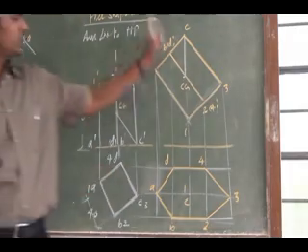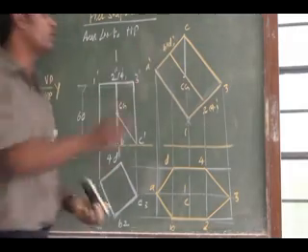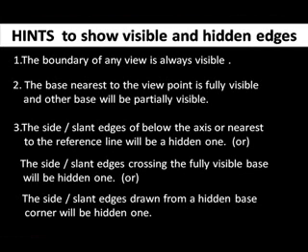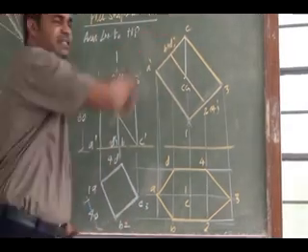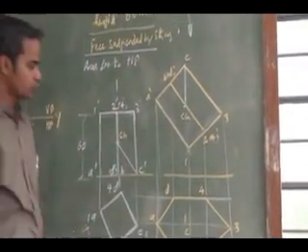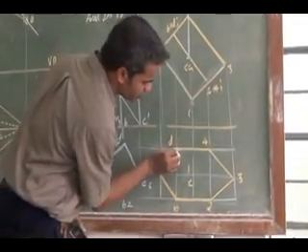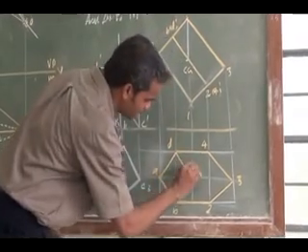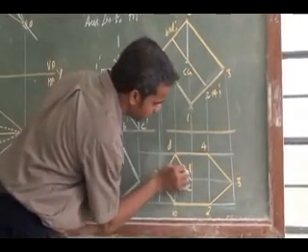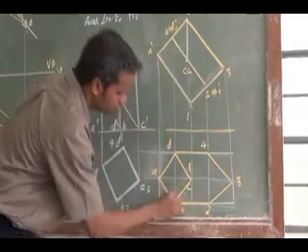Right. So what about this base? In these two bases, which base is visible for me while looking from the top? The top base ABCD is visible for me. So ABCD is fully visible. So the ABCD base, I can join it with a continuous line.